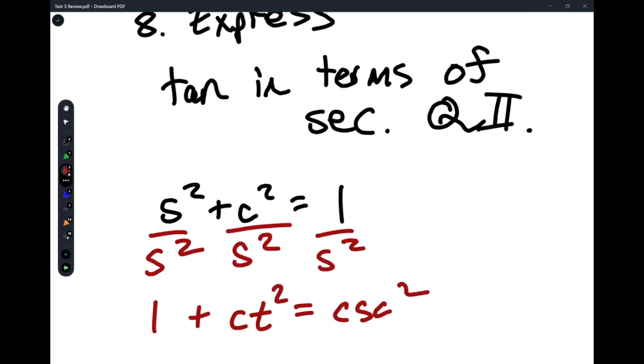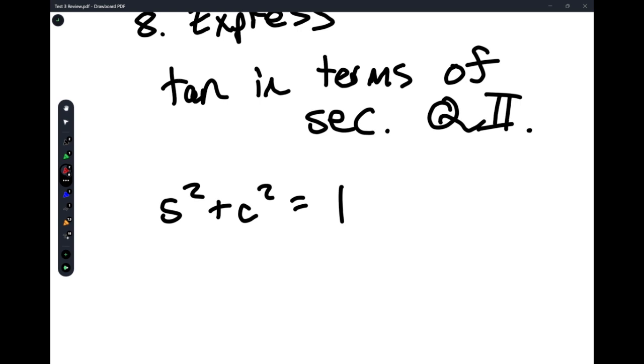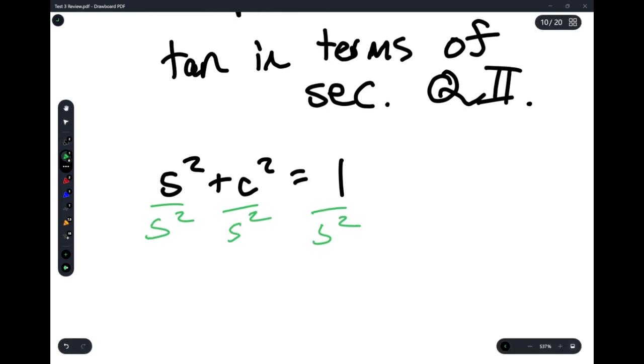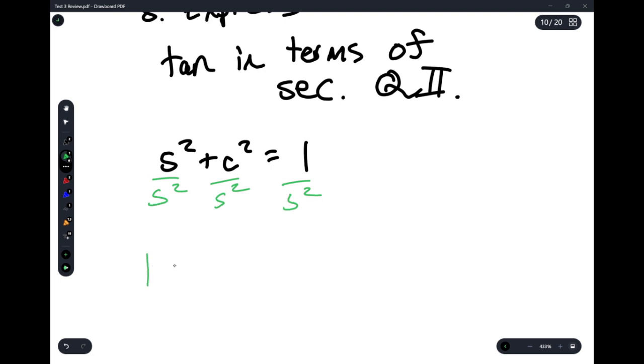And then watch this. If you're like, whoa, that didn't make any sense, here's the thought behind that. Memorize sine squared plus cosine squared equals 1, and then just do it for all of them. Don't try to remember which ones to do. Divide everything by sine squared, and you're going to get 1 plus cotangent squared equals cosecant squared. Don't forget to square them all.